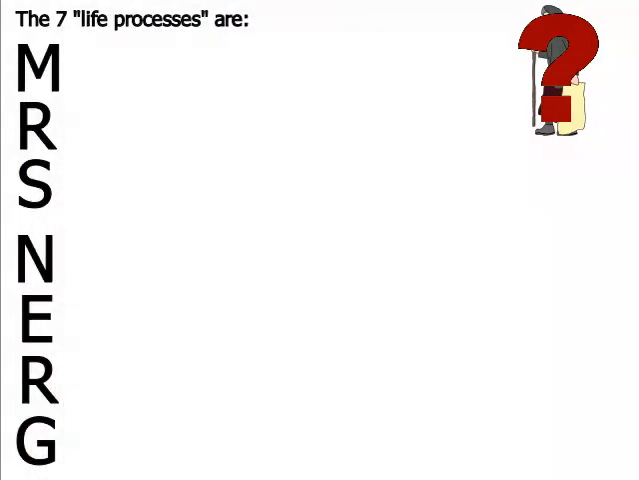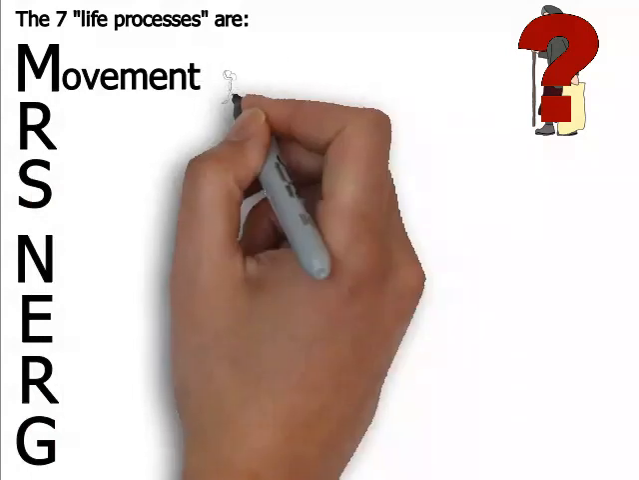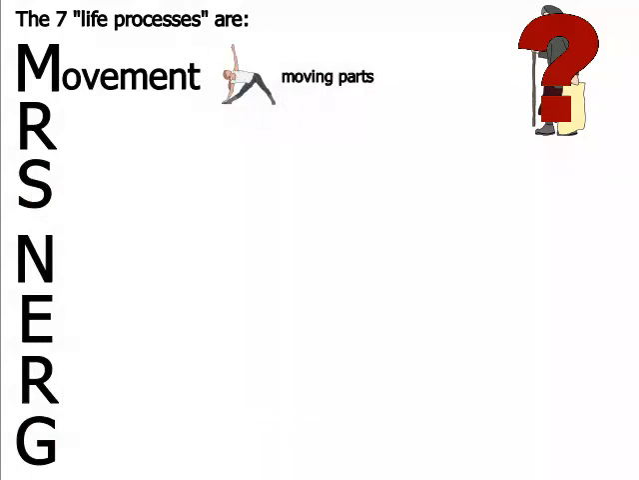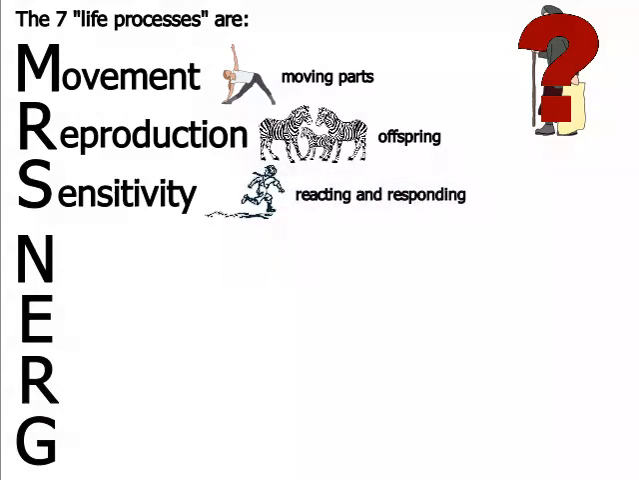The 7 life processes are: movement. All organisms have the ability to move. Reproduction. All organisms have the ability to produce offspring or replicate themselves. Sensitivity. The ability to be aware and react and respond.